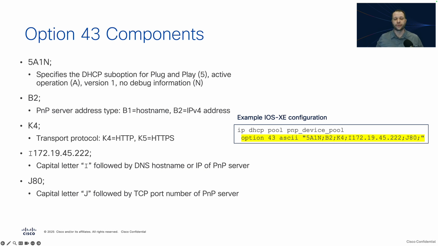So there are really 2 options available to you here. B1 would indicate that a host name will follow for DNS resolution, and B2, which is the default option, would indicate that an IP version 4 address is going to follow.